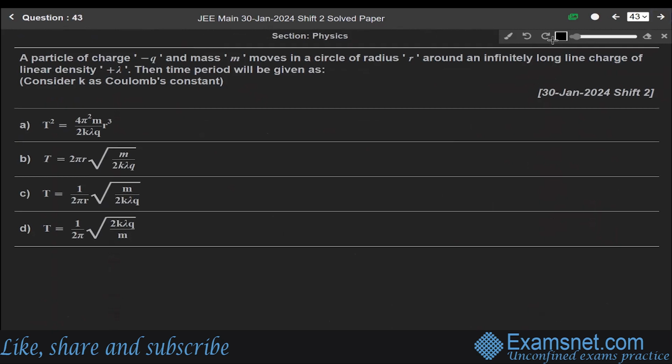According to this question, a particle of charge minus q and mass m moves in a circle of radius r around an infinitely long line charge of linear charge density plus lambda. Then the time period will be given as. This question is from the chapter of electrostatics.